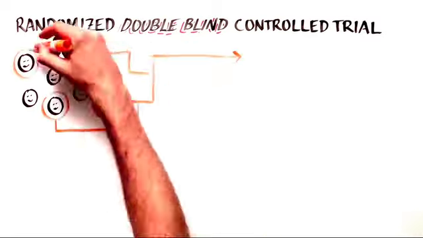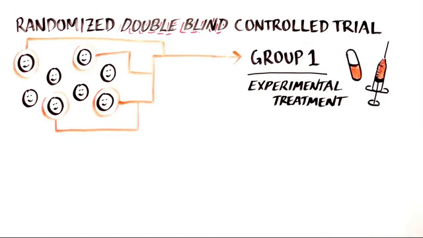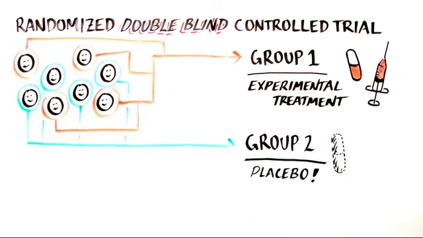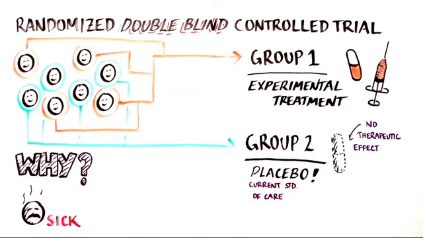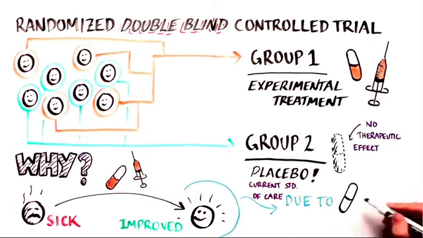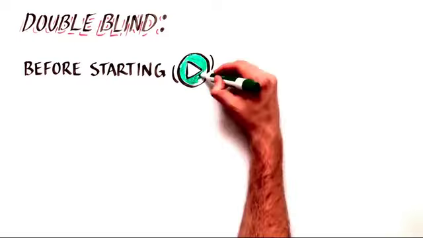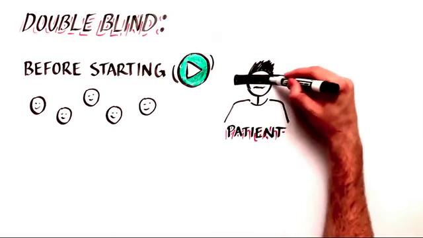This means that patients are split into 2 groups. One group receives the experimental treatment, and the other group receives a placebo, an intervention that has no therapeutic effect, or current standard of care. The purpose of this design is to make sure that the experimental treatment itself is responsible for differences, not just the perceived improvement of a placebo. Double-blind means that neither the patient nor the doctor knows what group the participant is in.